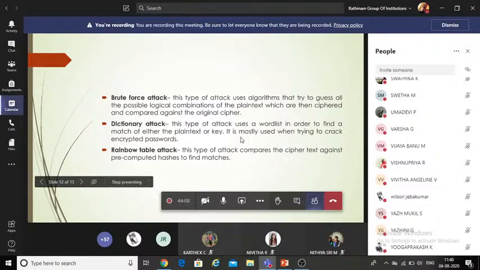So all of you have seen that Anniyan film, right? In that film, there is a scene where Prakash Raj comes to Ambi's home for jumbled words. Do you remember that? Some jumbled words. That is called dictionary attack.